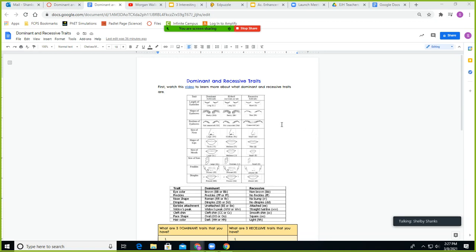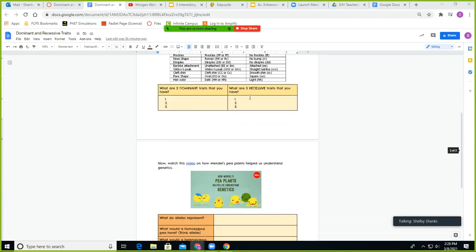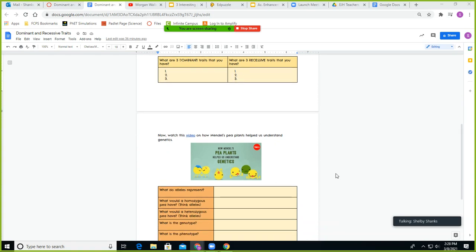So first things first, we're going to watch a video to learn some more about what dominant and recessive traits are. We talked a little bit about it when we were looking at the unit a few weeks ago, but we didn't really cover it very hard. Here we have some tables showing some dominant and recessive traits. We're going to fill out this yellow table, and then after that we're going to watch a video on Mendel's pea plants. When I say pea plants, I mean the peas that you eat. I don't know if any of you guys like peas, but we're talking about the pea plants.